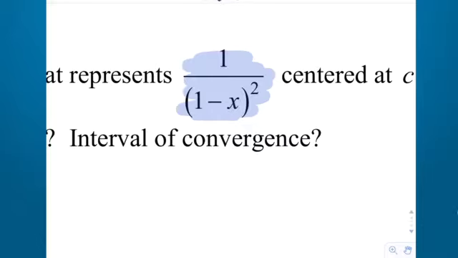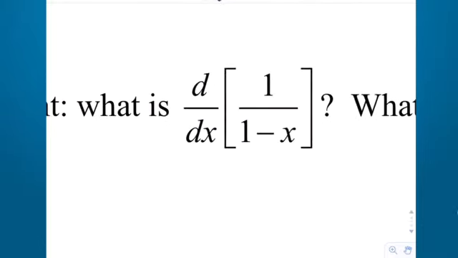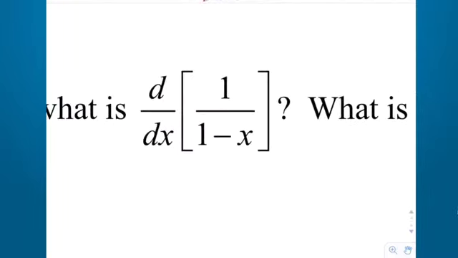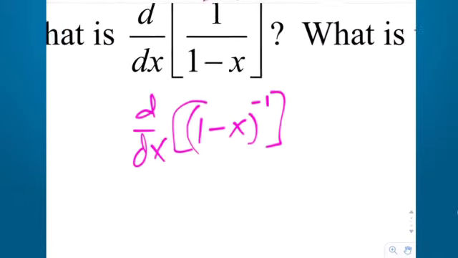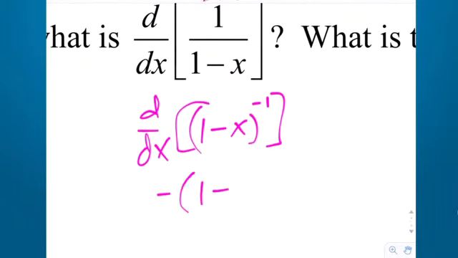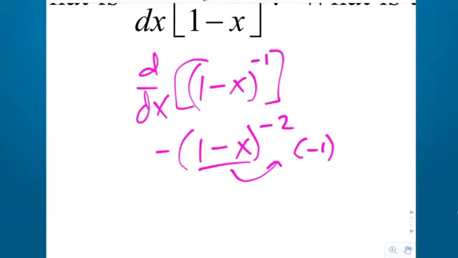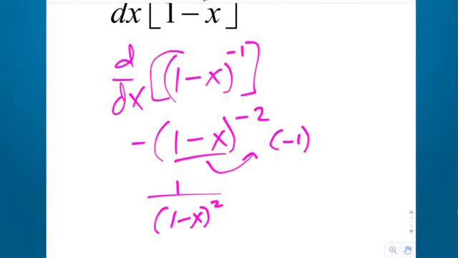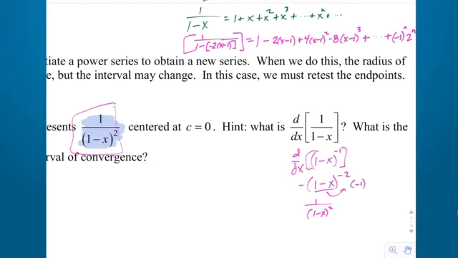But here's the clue. What is the derivative of 1 over 1 minus x? That'd be a nice multiple choice question, wouldn't it? Boy, if that were just the answer, you would have this is to the negative first. And by the chain rule, you would get negative (1 minus x) to the negative second times another negative 1, right? And what's a negative times a negative? Positive, so you end up with 1 over (1 minus x) squared.